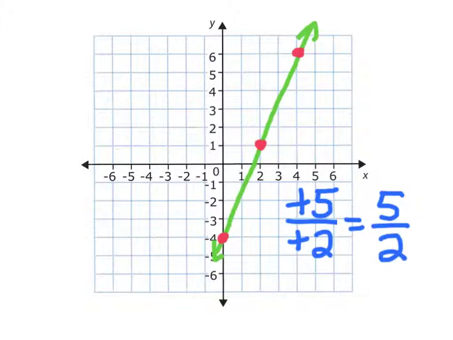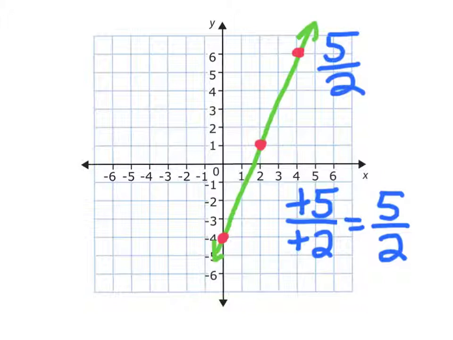Now if I wanted to check the slope from this point to this point, I can do that as well. If I rise from this point to the other point, I go 1, 2, 3, 4, 5 up, positive 5, and 1, 2 to the right, so it's still 5 over 2.